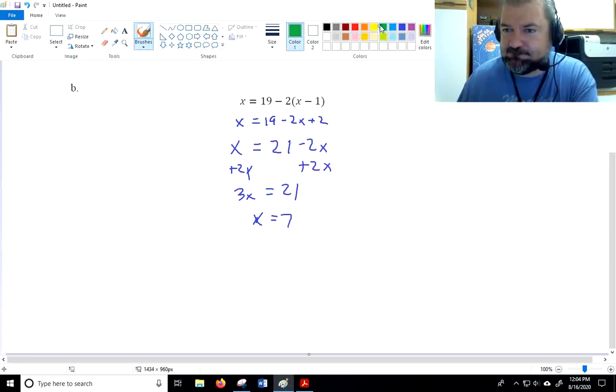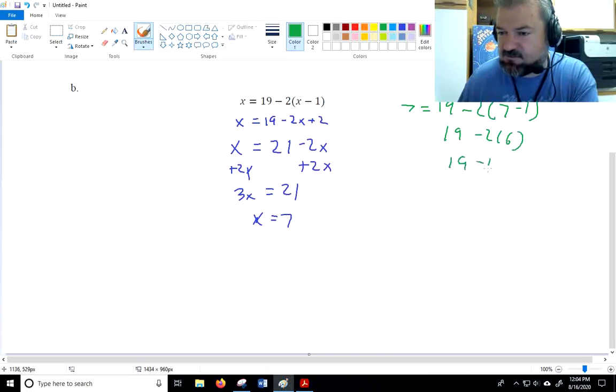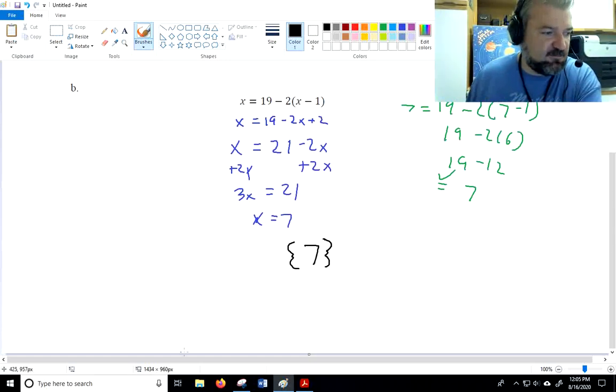Let's check. So the left-hand side clearly evaluates to 7. We're just hoping that the other side does as well. So that's 19 minus 2 times 6. That's 19 minus 12. And that is 7. So it checks out. All right, next up.